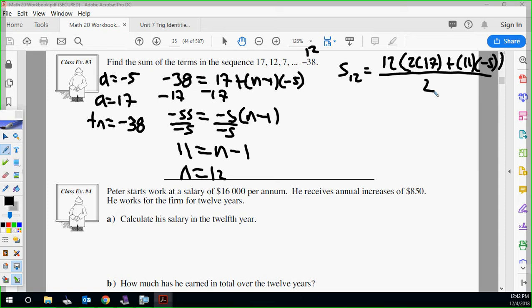Does that make sense? Okay, so what we'll do is, 12 over 2 is 6, so it's going to be 6 times 34 minus 55. 34 minus 55 is negative 21. So you should have negative 126. Negative 126 is your solution there for S of 12.